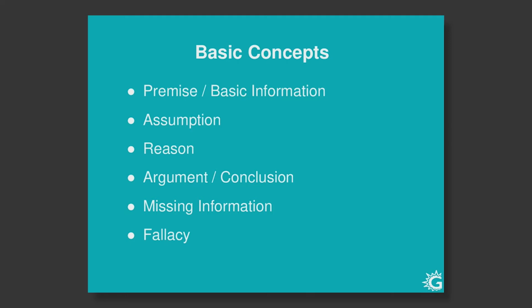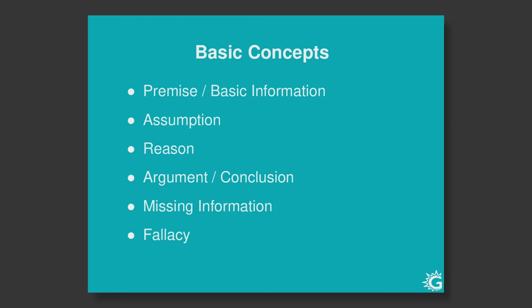These are the basic concepts. We're going to learn what a premise is. Sometimes it's also just some basic or background information on something, but typically a premise is a little more complicated than that. I will go into the definition of all of these terms very soon. Before that, I just want to give you a list. Apart from premise, we also have assumptions, reasoning, an argument or conclusion. Typically, the conclusion is the core of the argument. It is the point that we're trying to arrive at. And then we have missing information, and there's also something called fallacy.